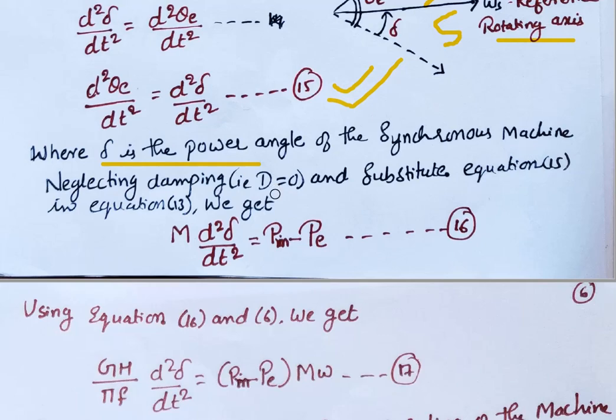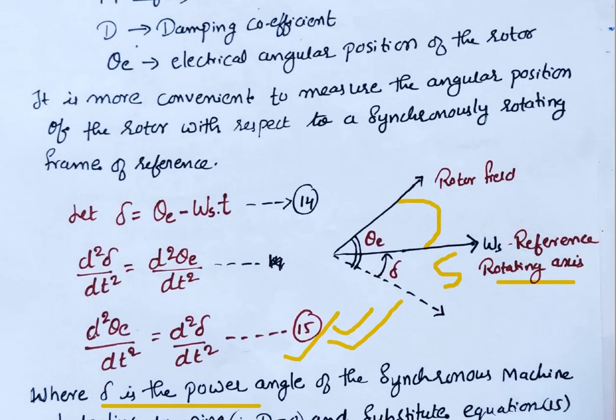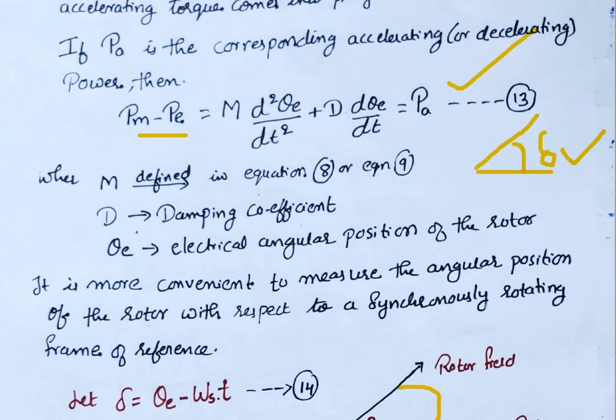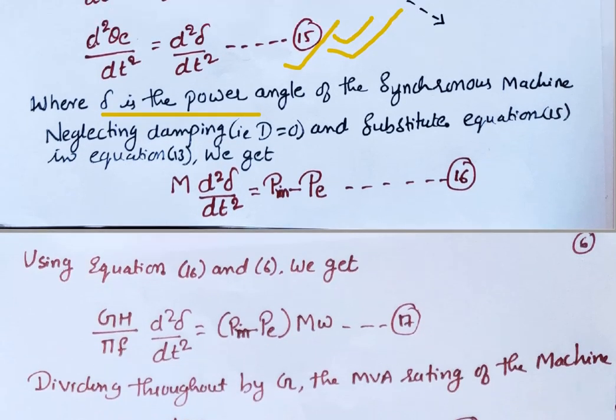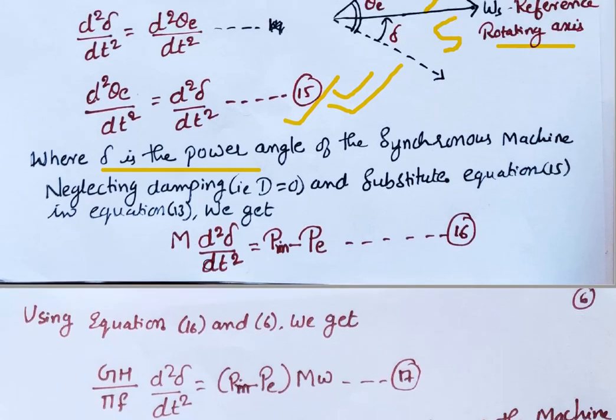Neglecting damping torque, that is D equals 0, we will not consider the damping torque, and substitute equation 15 in equation 13. Where is equation 13? This is equation 13, and consider D as 0. If it is 0, the entire term goes to 0 here. So you will get M d square delta by dt square equals Pm minus Pe.